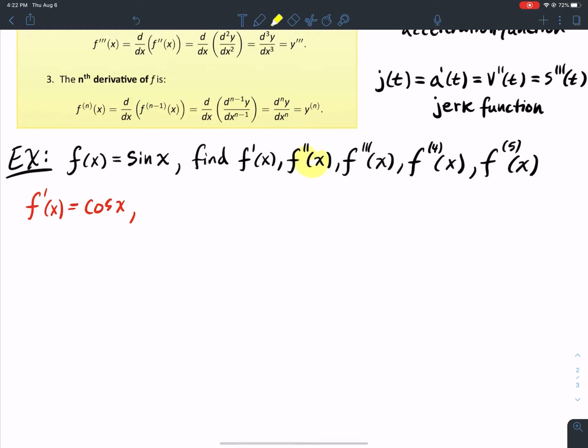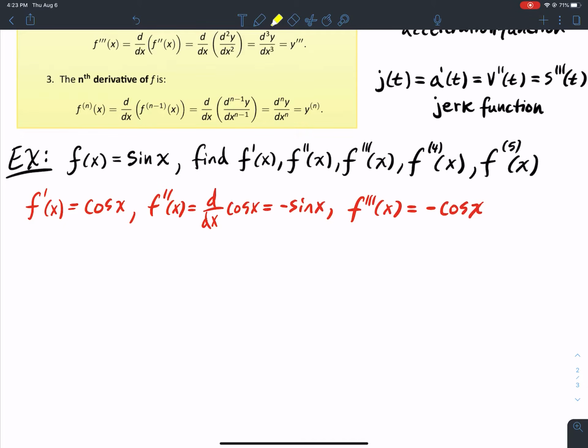Now, how do we get f double prime? I have to take the derivative of f prime. What's the derivative of cosine? The derivative of cosine is equal to negative sine. That's our rule. We got to remember those. If you remember those rules, then you can get these derivatives, okay? So if I look at this, to get the next derivative, to get the third derivative, I take the derivative of the second derivative. And so the derivative of negative sine, I can pull that negative out front. And so I'm just taking the derivative of sine, which I know is equal to cosine, okay?